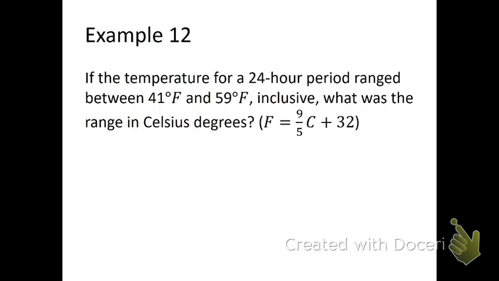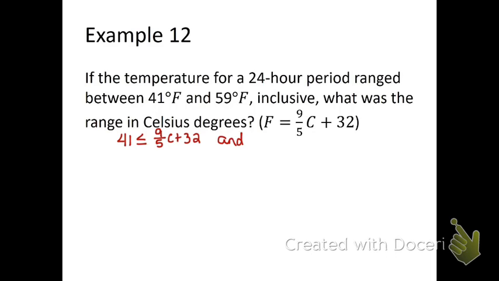It tells us that it ranged between 41 and 59. That means from the 41 up to the 59, and it says inclusive, so that means it includes, or is equal to, the 41 and 59 as well. So we want to know what the range is then going to be in Celsius. So we could say, we know that if 41 is a low, then 41 has to be less than, and since it's inclusive, equal to the 9/5 C plus 32.